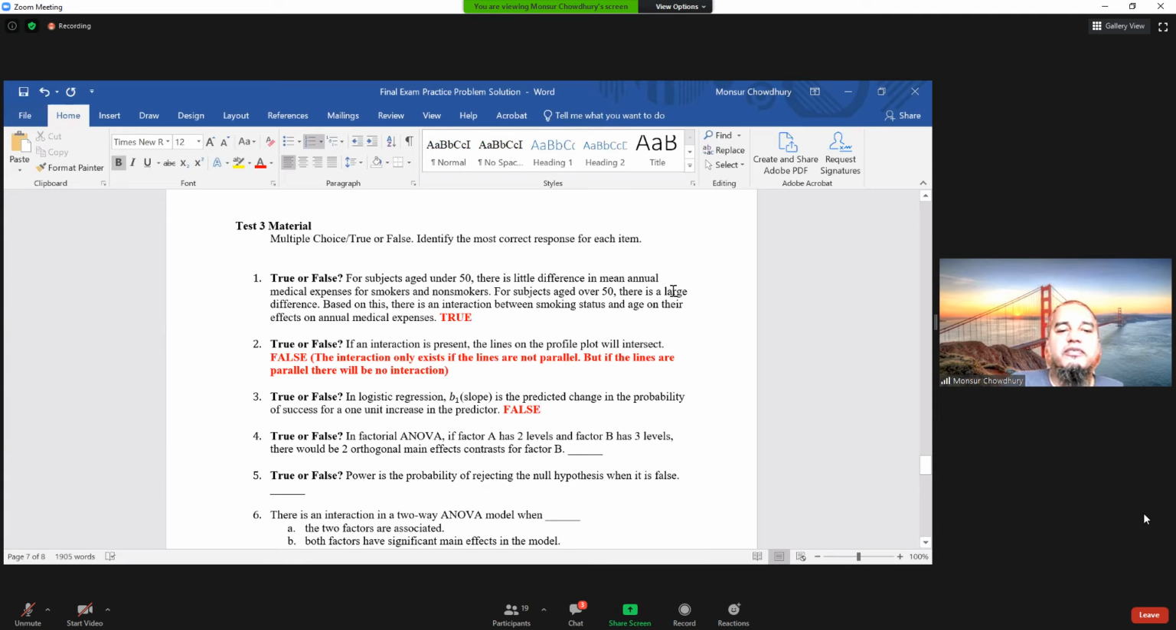Now in factorial ANOVA, what does factorial ANOVA mean? If we have more than one predictor in our model, this is called a factorial ANOVA. Yes, thank you Priyanka and Tanner for your answer. Now, in a factorial ANOVA, if factor A has 2 labels and factor B has 3 labels, there would be two orthogonal main effect contrasts for factor B. Is that true or false?